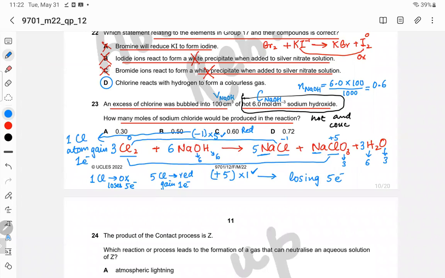So if you look over here, you will find the ratio of sodium hydroxide to sodium chloride in the equation is 6 to 5, right? So if 0.006 moles of sodium hydroxide are used, it means 0.005 moles of sodium chloride must be formed. So on the basis of that, we can easily conclude that our correct answer is B. Now, is this understandable to everyone? Yes, Tisha, very good.